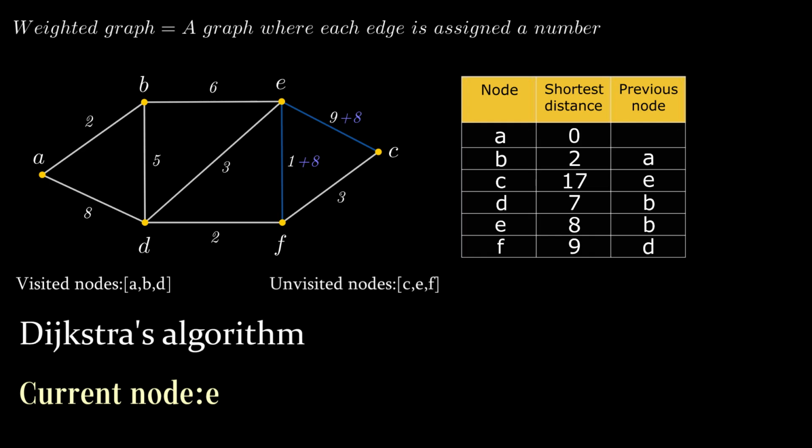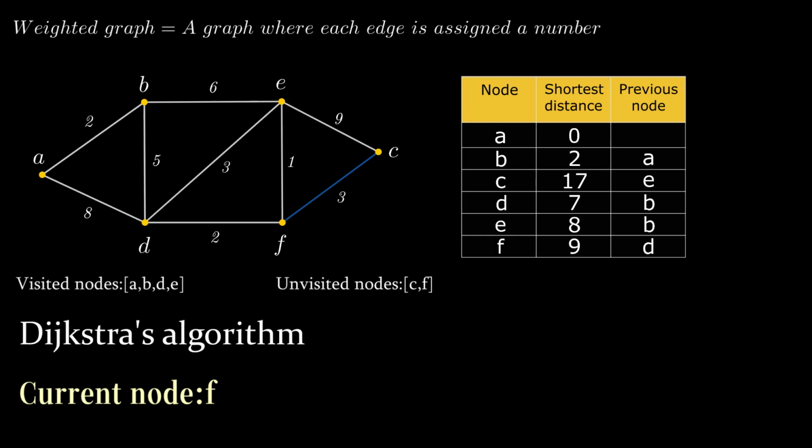So we're finished with the node E, mark it as visited, and we have C and F left as unvisited nodes. C has a distance of 17 and F a distance of 9, so we choose F as the new current node, and the only unvisited neighbor is C.